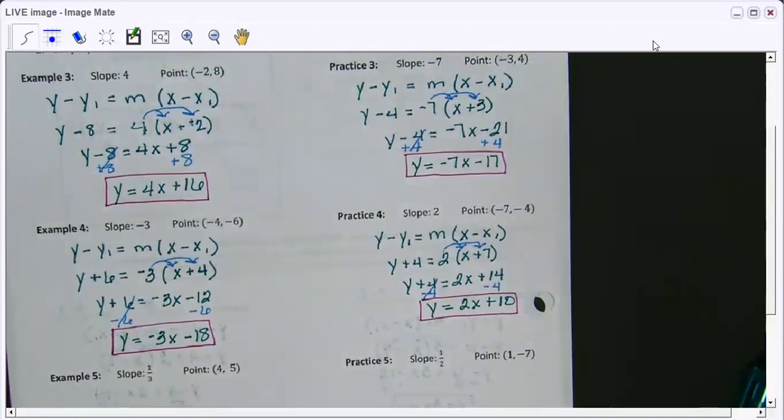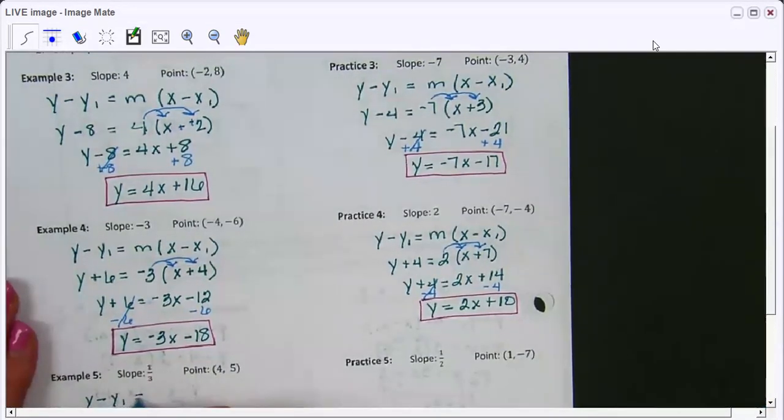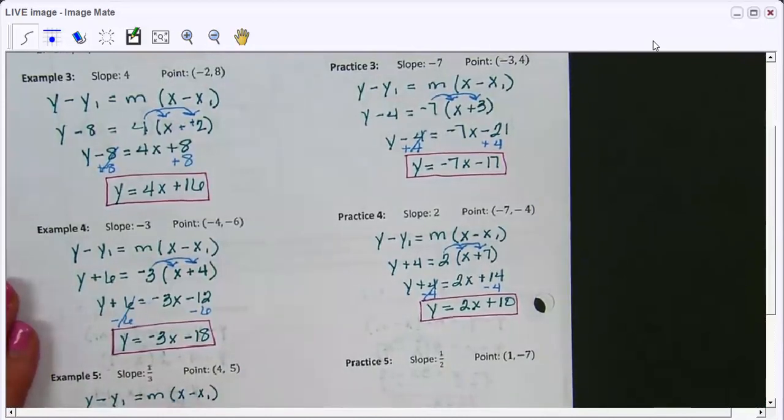Okay. Now we're going to move on to fractions. Yay. Okay. So the process is the same, except you may have to add or subtract some fractions. So let's look at example 5. We're going to plug in our numbers. So our y1 is 5. So y minus 5. Our slope is 1/3. And our x is 4.